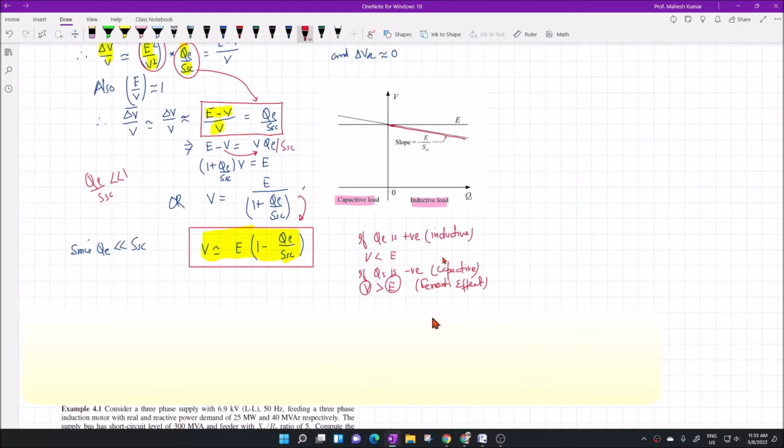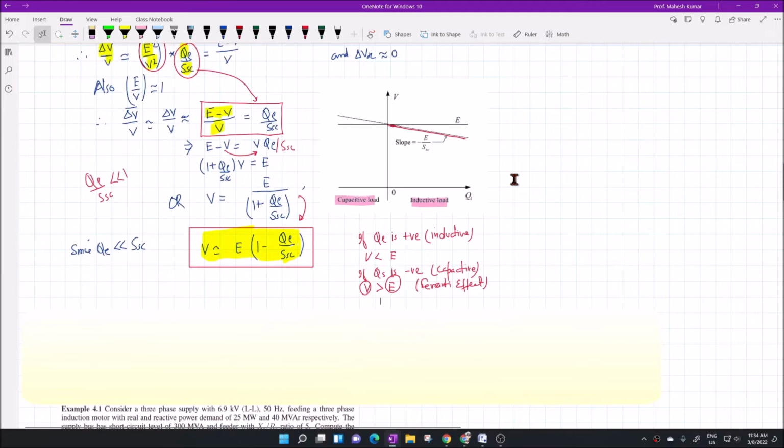Alright, so remember, when we have a capacitive load, the voltage at the load bus will increase, and when we have an inductive load, the voltage will decrease. Normally we have an inductive load because of the use of heavy induction machines, induction motors, in industries and industrial plants. So 50 to 60% of the load in the power system comes from induction motors, which are inductive in nature. So mostly we have a lower voltage in the power system.